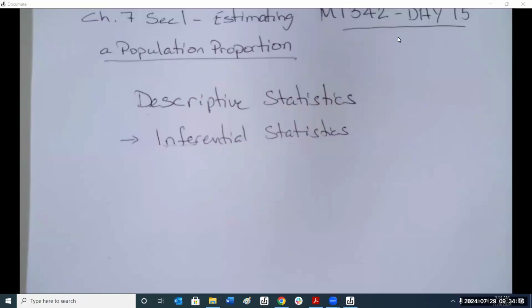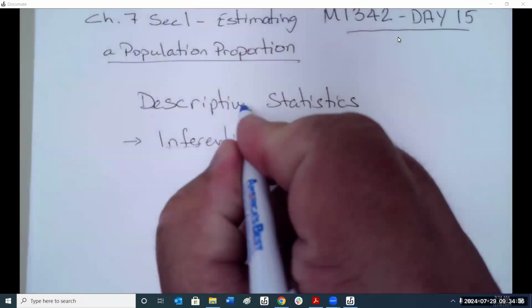Unfortunately, because of time restraints, we're only going to deal with the first 2 sections of inferential statistics: population mean and population proportion. Proportion simply means the ratio of it, how big it is with respect to what you're looking for.